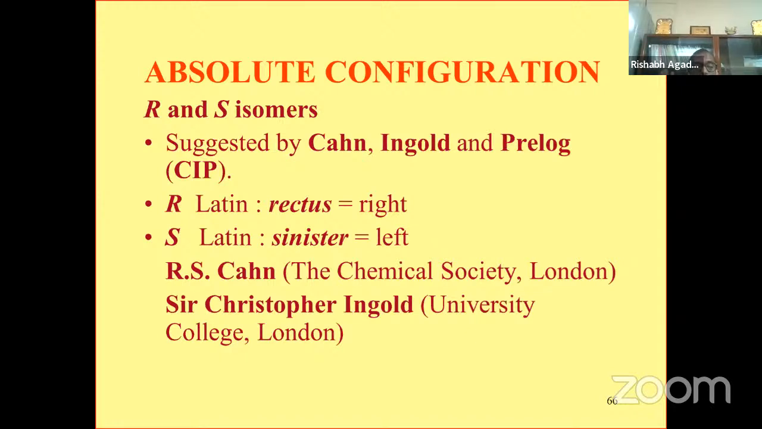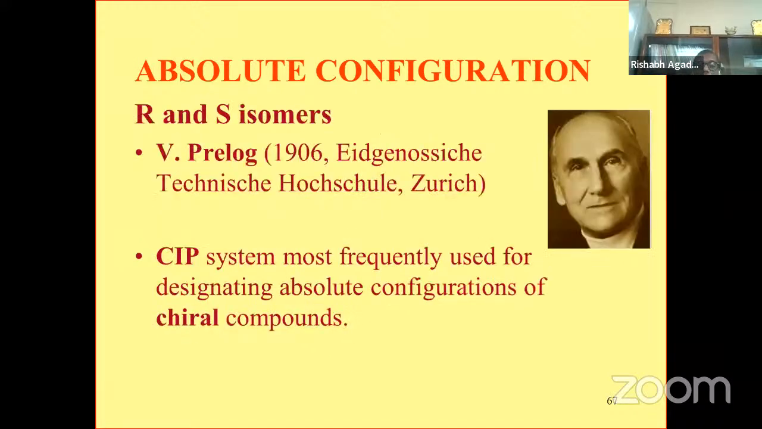At that point they did not know what R and S would be. They found it out and gave their initials to that configuration, R and S. It was a coincidence that it resembled the stereochemistry, rectus and sinister. Such is the beauty of the history of stereochemistry. Then the scientist V. Prelog contributed to this and postulated the CIP system, most frequently used for designating the absolute configuration of chiral compounds.